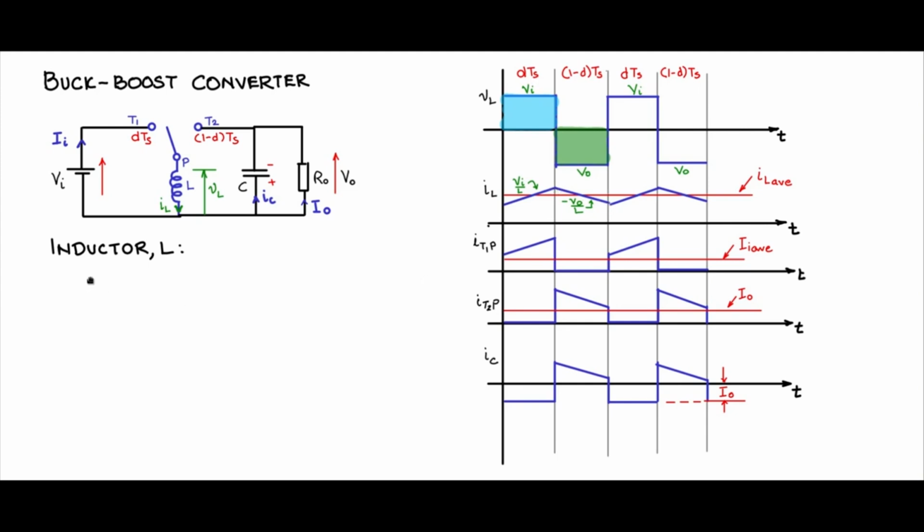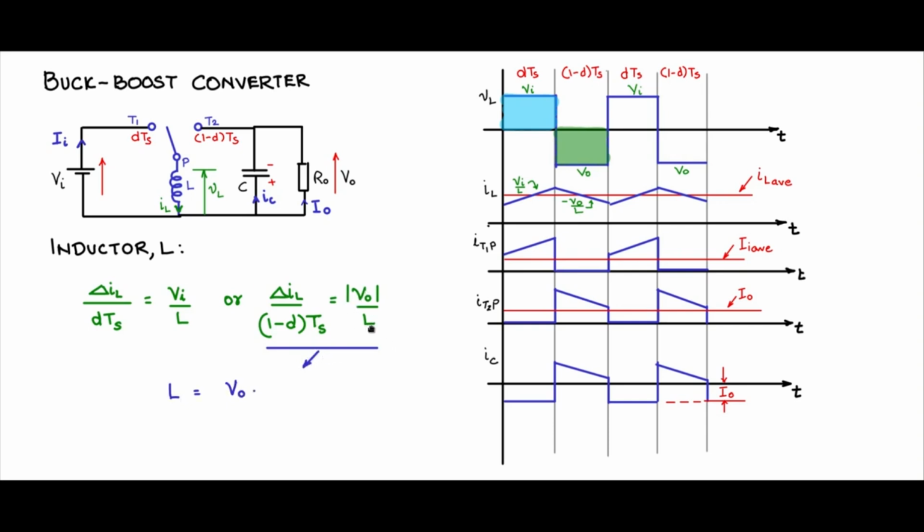So we can use Faraday's law where V is equal to L di by dt, or di by dt is equal to V by L. So delta IL change during dTs time period, and the slope is Vi by L. Or I can use delta IL change during 1 minus d Ts period with the slope V naught by L. I am only taking the magnitude because we want to find L, which is always positive. I will use this equation because it has only V naught, and V naught is the regulated voltage rather than Vi.